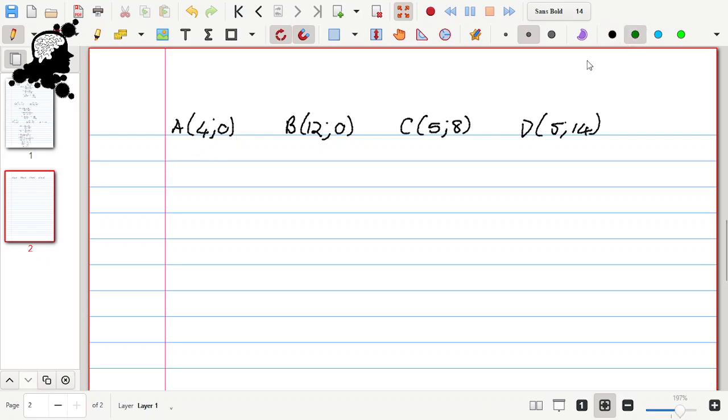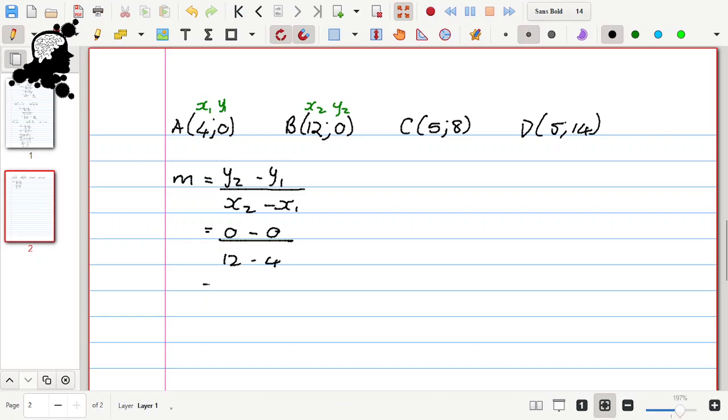Let's start with the gradient of AB. So, label this x1, label this y1, label this x2, label this y2. Let's calculate the gradient. Our gradient here will be equal to y2 minus y1 divided by x2 minus x1. And this is going to give you 0 minus 0 divided by, now x2, that's 12 minus 4. You will see that you just get an answer of 0 here. Interesting. Is this possible? Well, yes, it is. Fair enough.